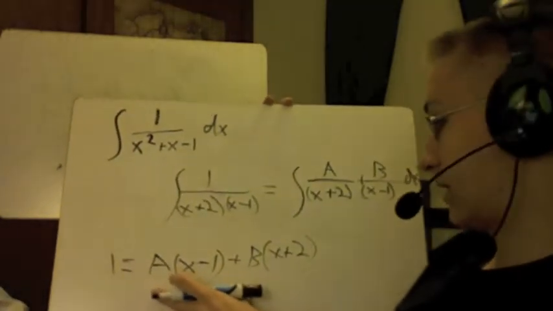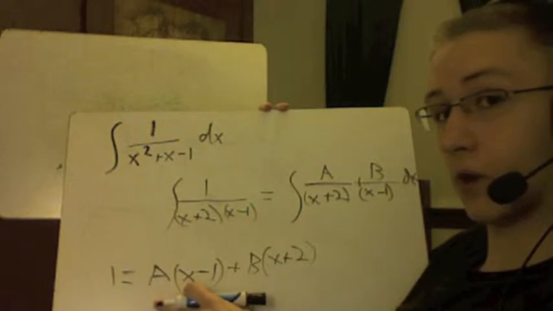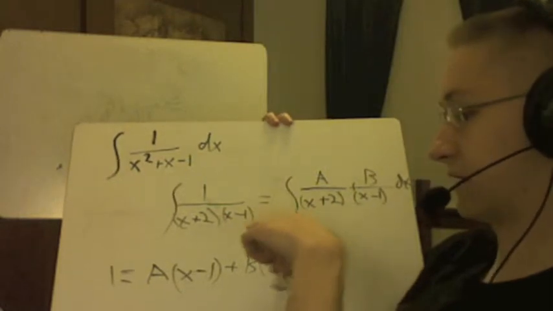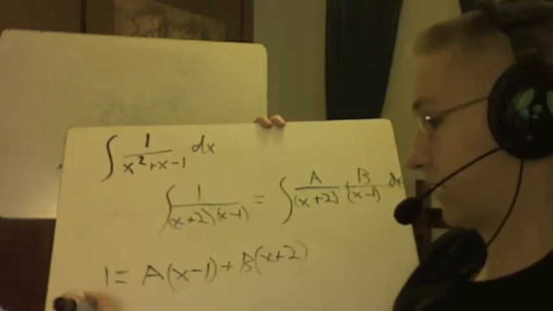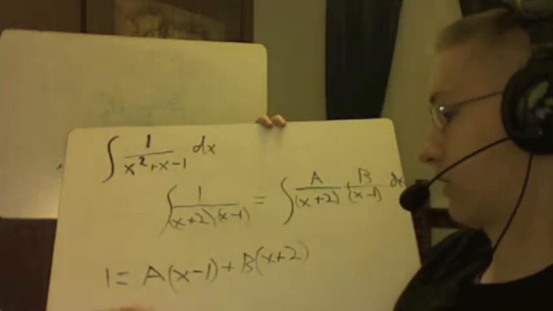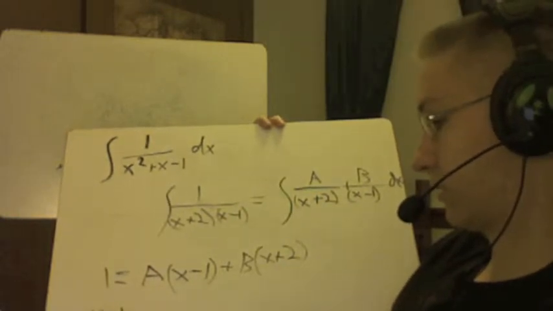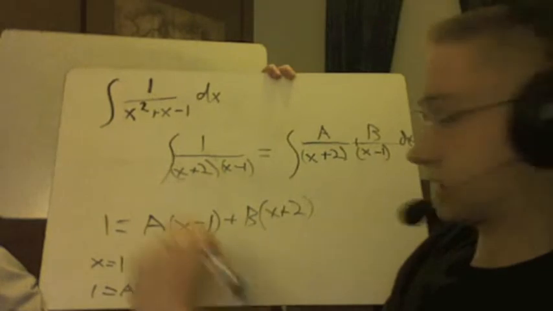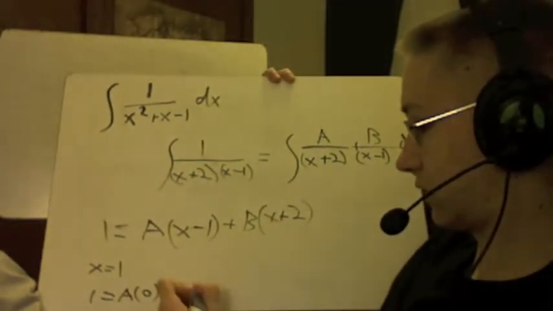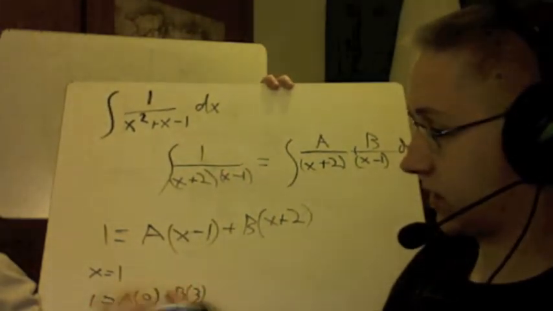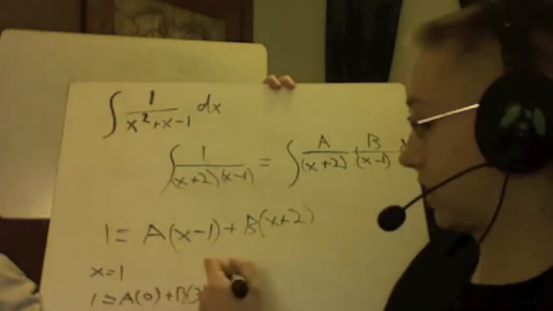Now all we have to do is figure out what a and b are. One of the ways to figure out what a and b are is to plug in a value of x that makes the other one 0. So, for this, say that x was equal to 1. Now we would have 1 equals a times 0 plus b times 1 plus 2, which is 3. So 1 equals 3b, so 1/3 equals b. So b is going to be 1/3.